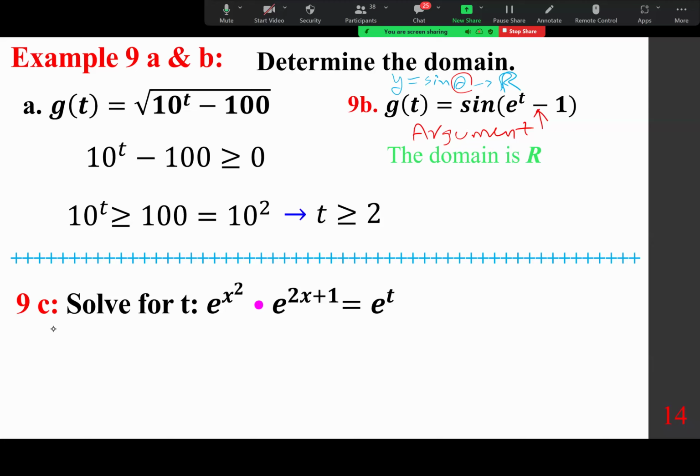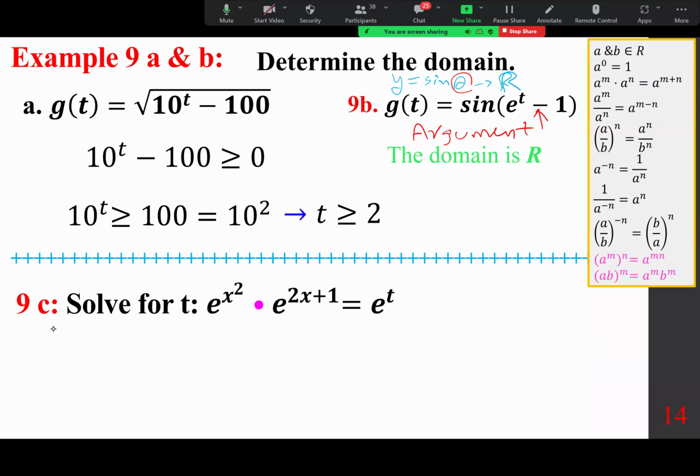Solve for t, and reminding you of what we just looked at, the exponential functions. So if you follow this one, which is called the product rule, the sum of these two, so e to the power of the sum of these two is on the left side. And because they both have the same base e, this exponent must be equal to this exponent. This is x squared plus 2x plus 1, and this is t. And you just solve for t.